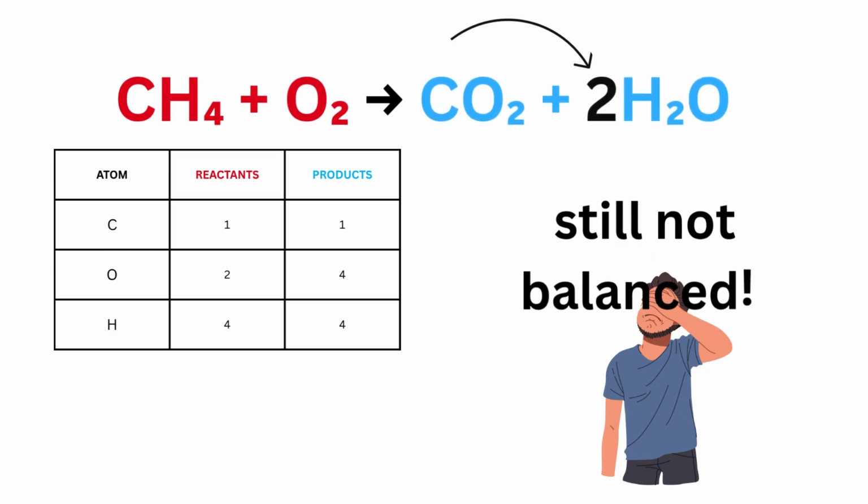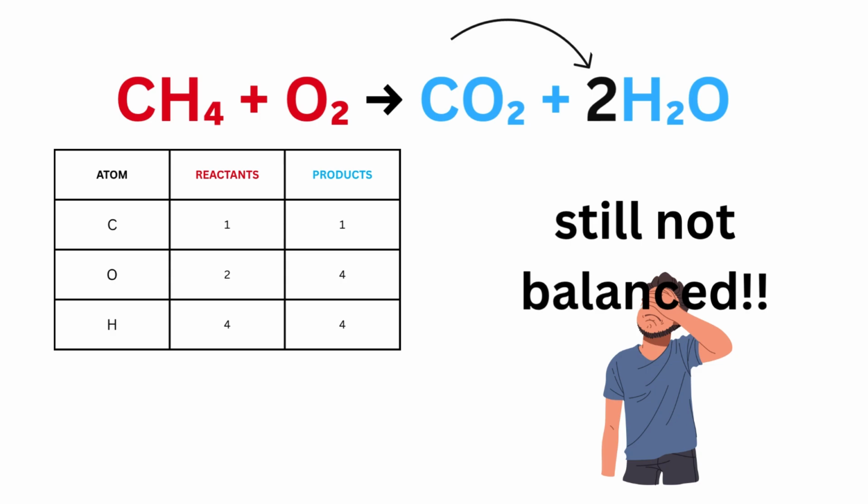Step 1, we put a coefficient of 2 on the H2O molecule on the right-hand side of the equation. This step leaves us with the carbon and hydrogen atoms balanced, with 1 and 4 atoms on each side of the equation, respectively. Only oxygen remains unbalanced, with 2 and 4 atoms on the reactants and product side of the equation, respectively.